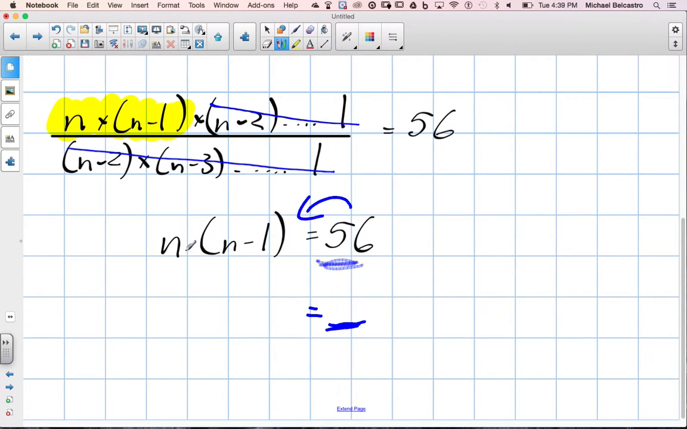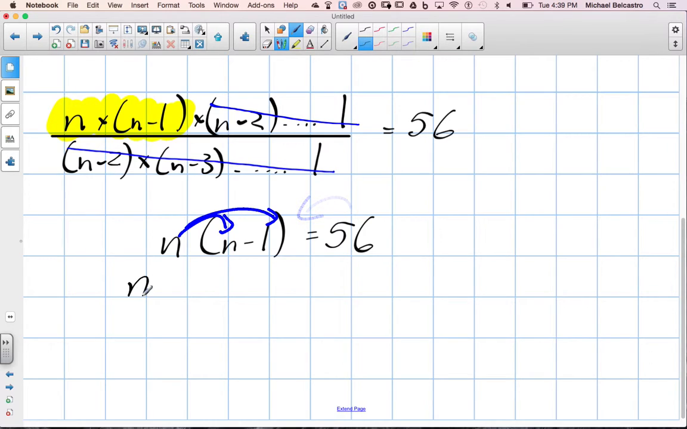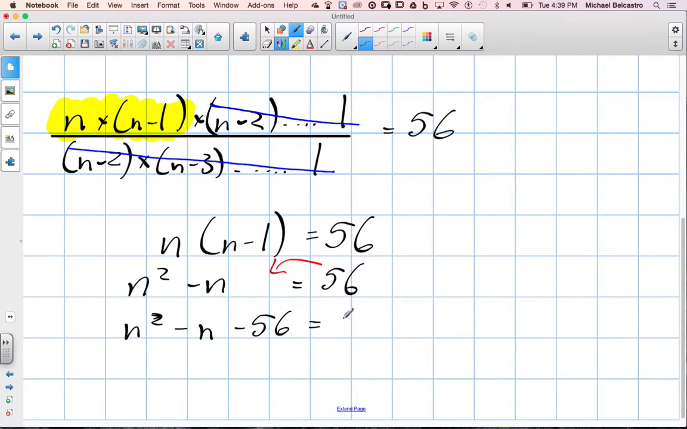It won't help in this form, so I'm actually going to distribute this n. And what I'm going to create is what they call a trinomial. So n times n is n squared, and then n times negative 1 is negative n. That's equal to 56. And then we're going to move 56 to the other side of the equation. And when I move 56, I'm going to get negative 56. So n squared minus n minus 56 is equal to 0. So now I have a trinomial, and this is where factoring comes in.